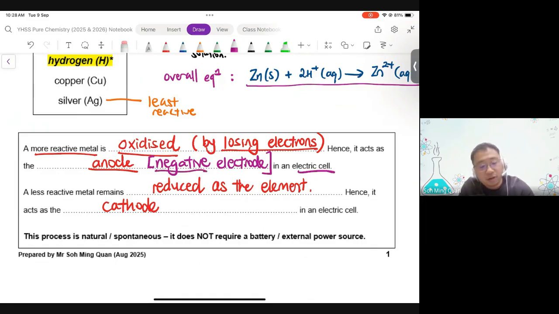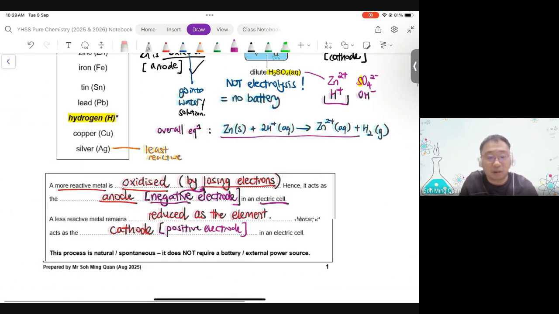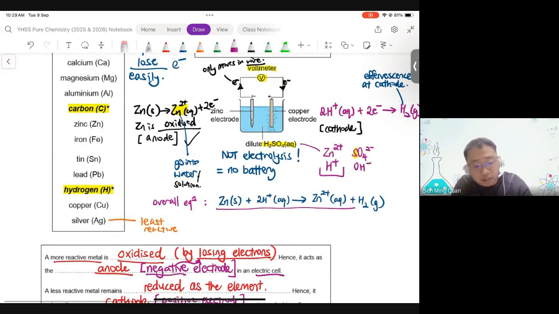Why is it negative? Because it's related to the loss of electrons. The electrons are emerging, coming out. You're swamped with electrons coming out. So the anode is the negative electrode in an electric cell, whereas the cathode is the positive electrode because electrons are being used up. Okay? So now that we've taken this down, let's go back to the diagram. This means that zinc is the negative electrode, copper is the positive electrode. The electrons are moving in the wire from negative to positive.